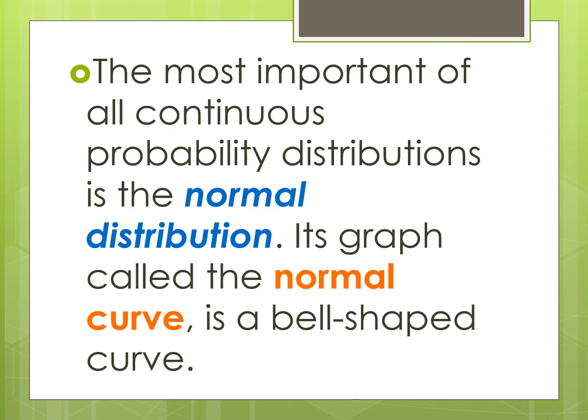The most important of all continuous probability distributions is the normal distribution. So we are now dealing with continuous probability distribution. The graph of a normal distribution is called the normal curve, and it is a bell-shaped curve.